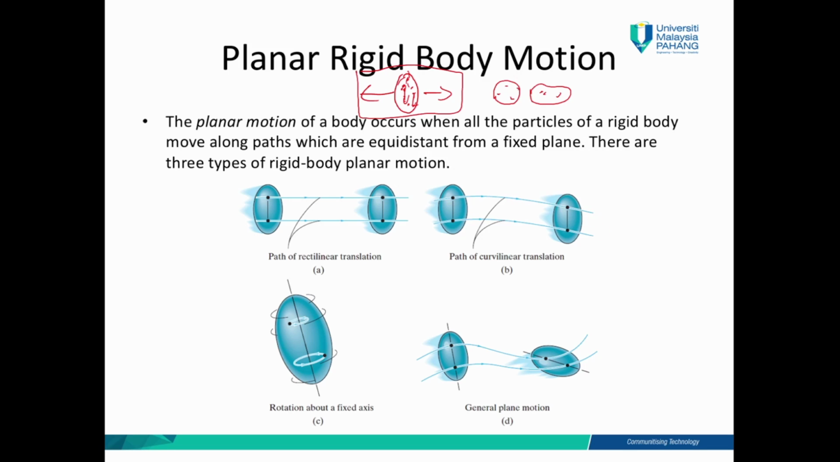It's the same with a particle, right? A particle can move on a straight line, or you can have a particle that is moving along a curve. We did this in the previous chapters, right?